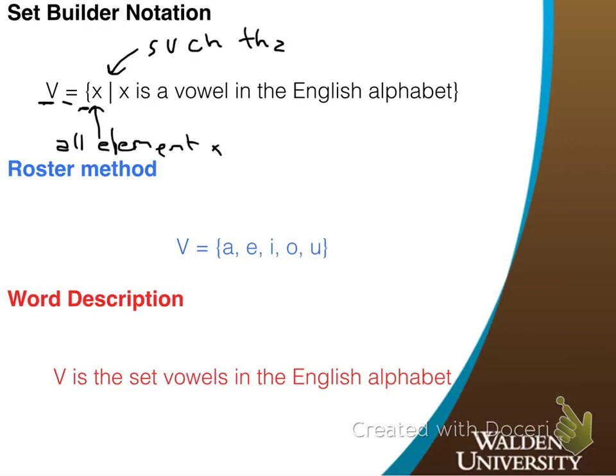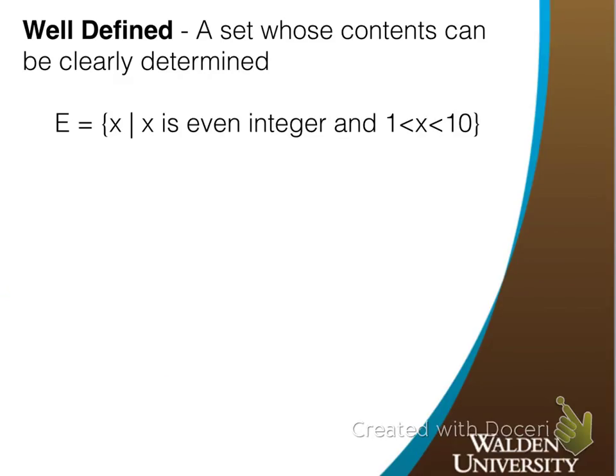Next is the roster method. That's just listing the elements in the set as you see here. So A-E-I-O-U, just clearly showing what's inside a set. This is really easy if you just have smaller sets, like let's say just some random set S, and what's inside of it would be, let's say 0, 1, 4. That is a set right there. It's pretty easy to list stuff in the roster method. Word description, V is the set of vowels in the English alphabet. That's pretty self-explanatory, just a word description describing it.